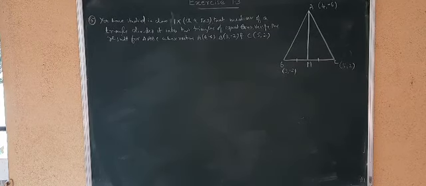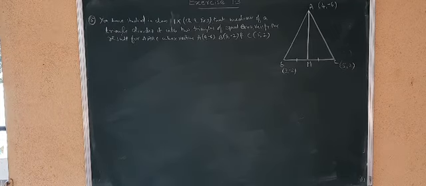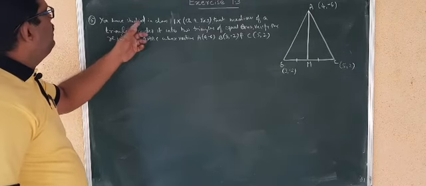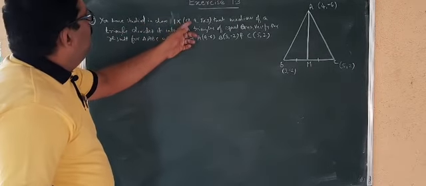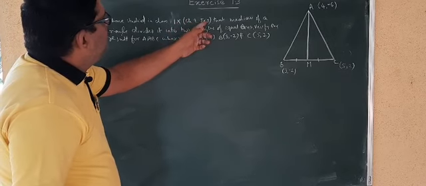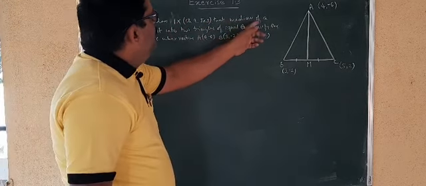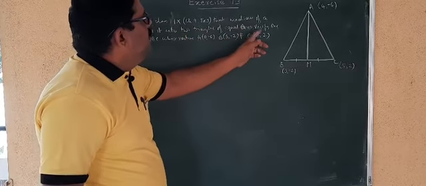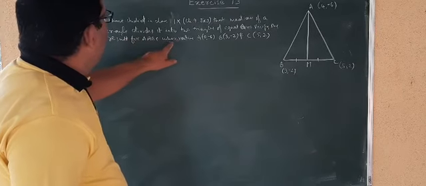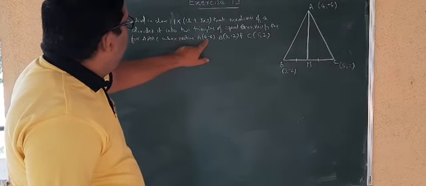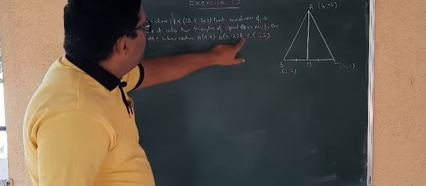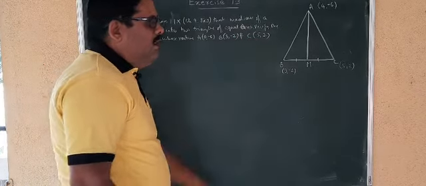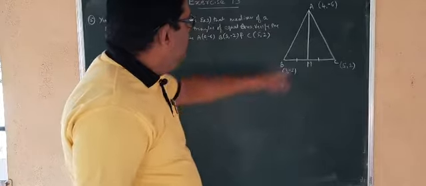Children, let us go for the fifth problem of exercise number 7.3. Here the question is like this: you have studied in class 9, chapter number 9, example number 3, that the median of a triangle divides it into two triangles of equal area. Verify the result for triangle ABC whose vertices are A(4, -6), B(3, -2) and C(5, 2). I have already drawn a triangle ABC.